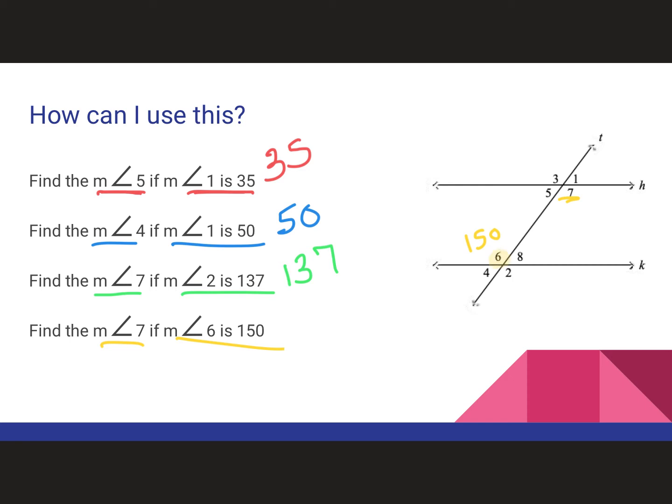So here's angle 6. Angle 6's corresponding angle is angle 3. Remember, corresponding angles are the same, so that means angle 3 is 150. And angle 3 and angle 7 are vertical angles. That means angle 7 is 150 degrees. Not too bad, right? We did a lot of figuring there. Let's try some more.